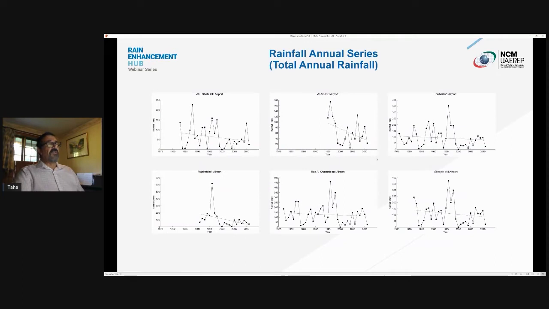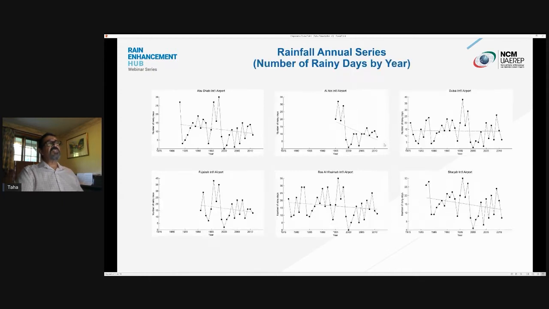If we look at the series, here we have the total annual rainfall, and we plot the trend lines. They're everywhere negative. So it's a decreasing trend everywhere, which confirms what the test is telling us. This is the maximum rainfall, and this is the number of rainy days. It's the same thing everywhere.